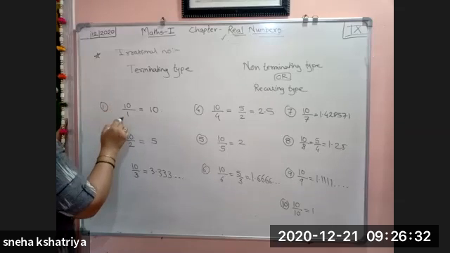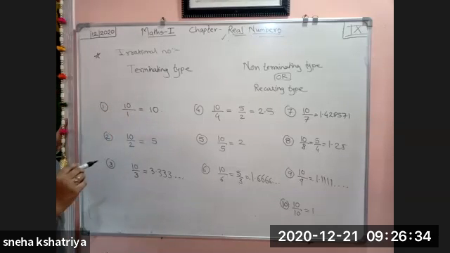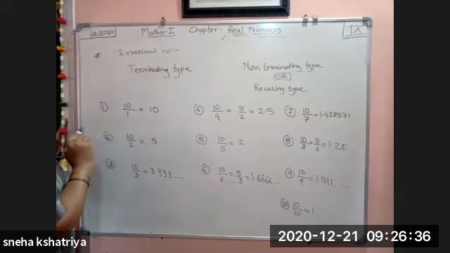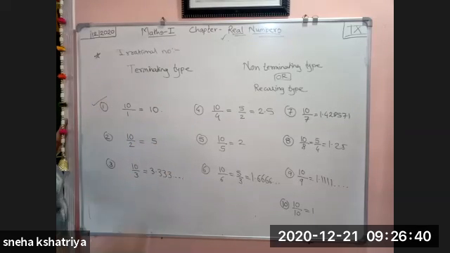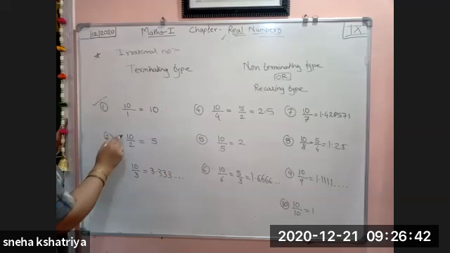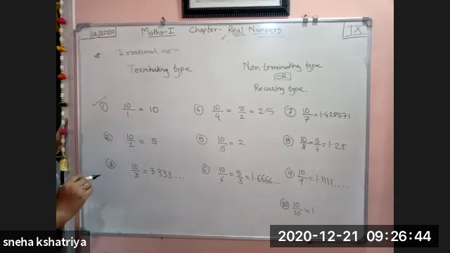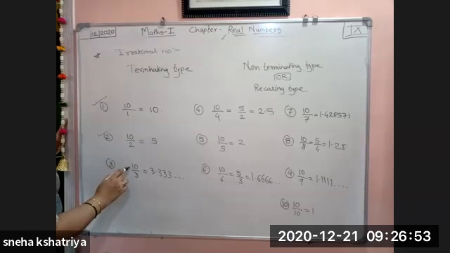See here, 10 upon 1. Your answer is 10, complete division. You don't have to put any point. So this is terminating type. 10 upon 2 gives you a single number, 5. It is complete division, so it is terminating type.